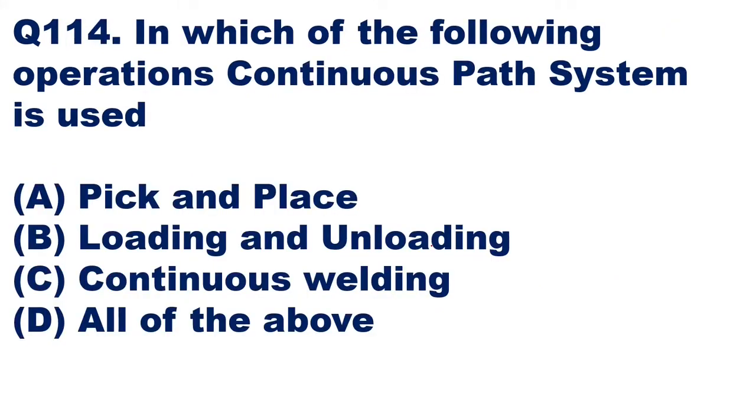Then we'll go to the next question. In which of the following operations is a continuous path system used? Option A is pick and place. Pick and place is definite from one point to another point work. Loading and unloading is also from one point to another point work. Continuous welding is where a continuous path system is required. So out of these four options, option C, continuous welding, is the right answer.